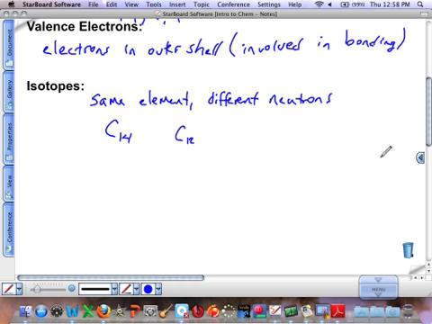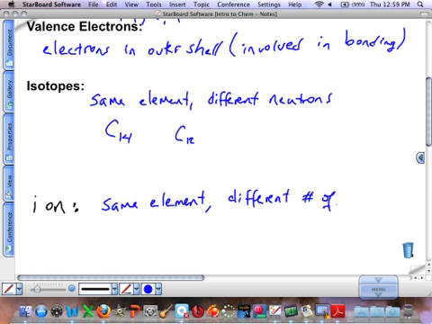When we look at ions, which is not on my list up here, an ion is the same element but we have different numbers of electrons. So whenever we gain or lose electrons, we get an ion that comes out of that. Ion is whenever we gain or lose electrons. So let's go back to our previous page again.